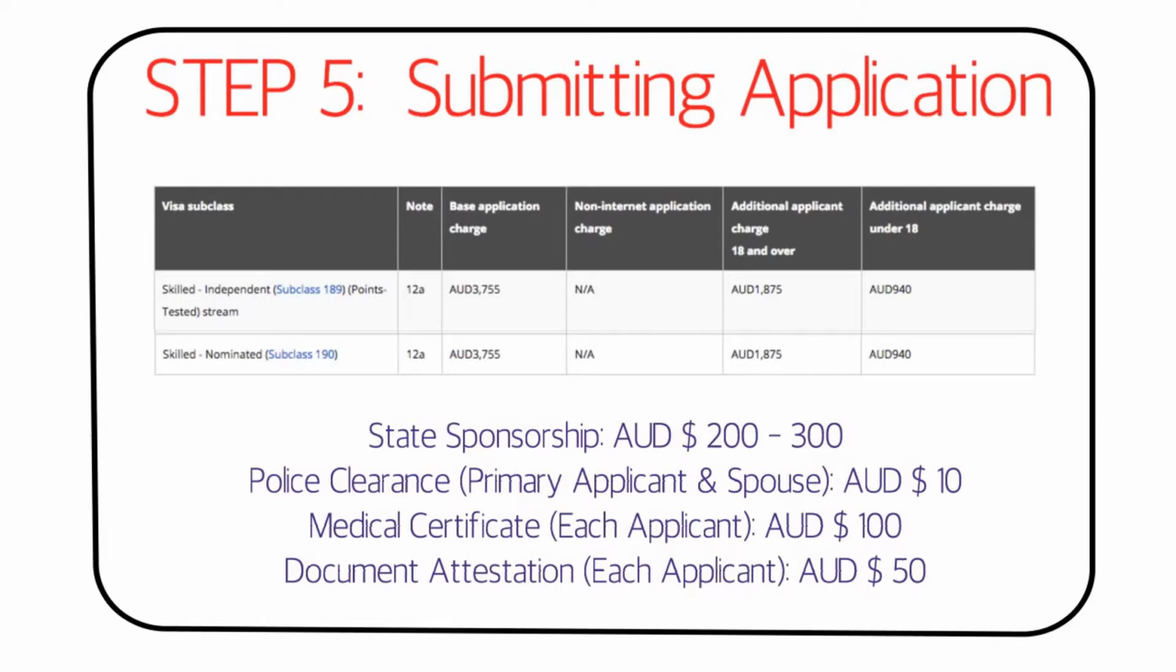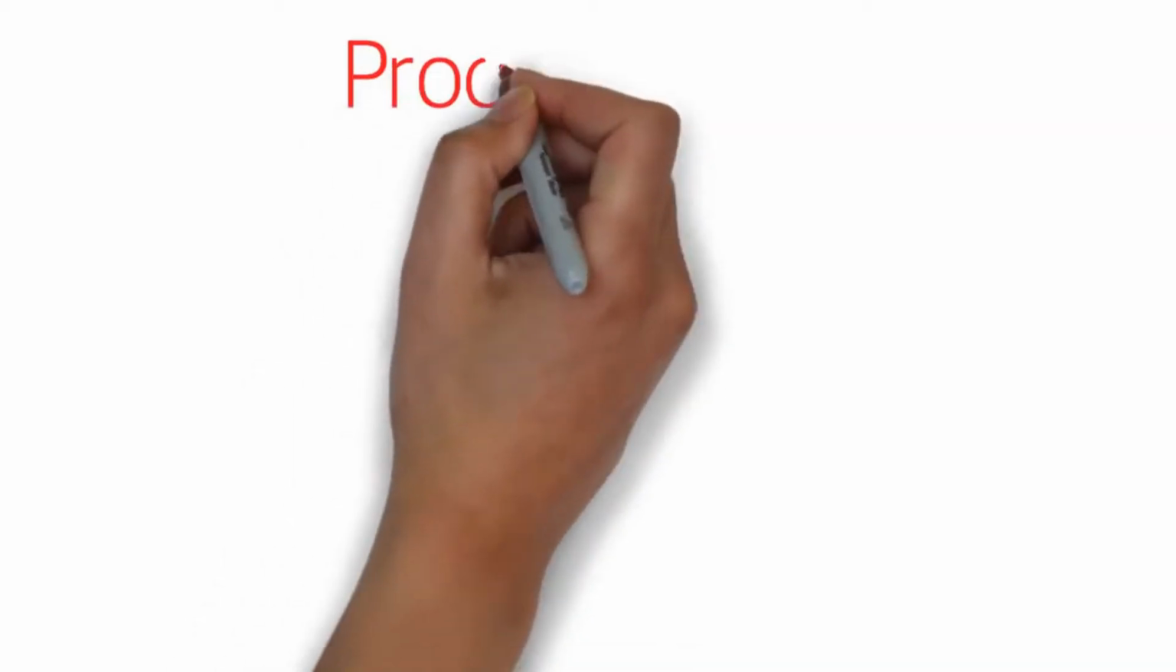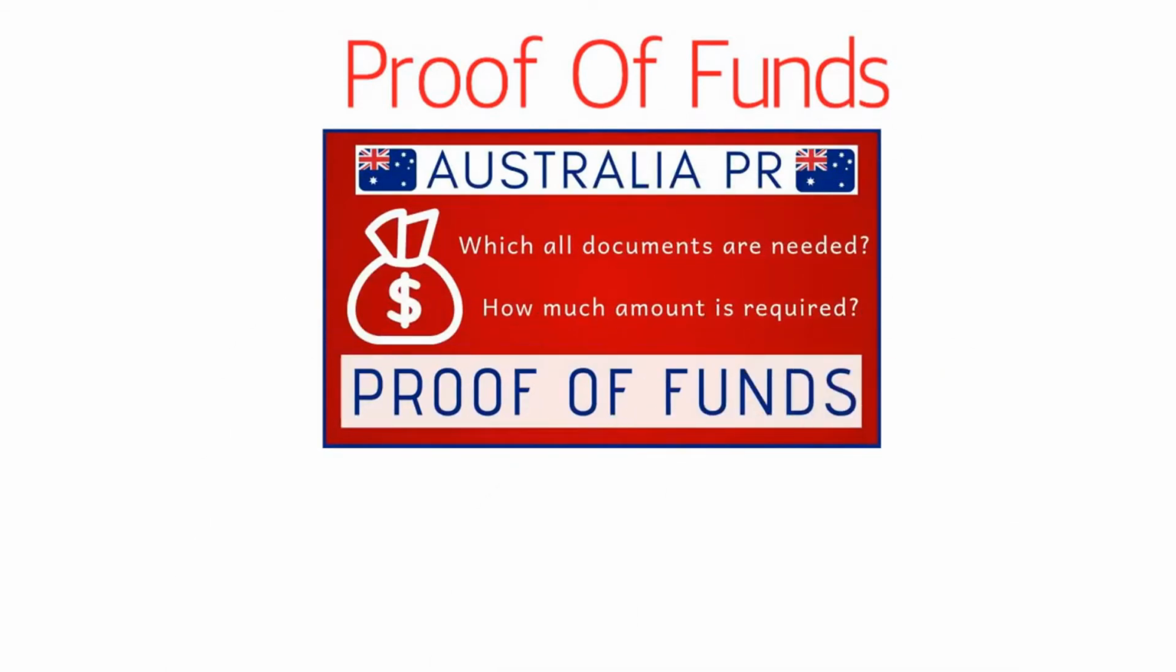Now, document attestation would actually cost you around $50 per person, for the primary applicant and the spouse. Okay, now the proof of funds. I made a separate video on it. I will again provide the link to that video in the description box. If you want, you can check it out.